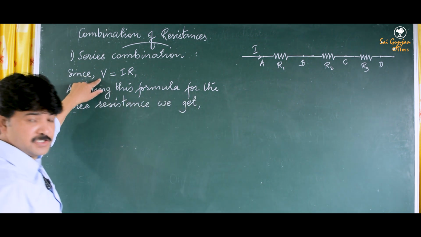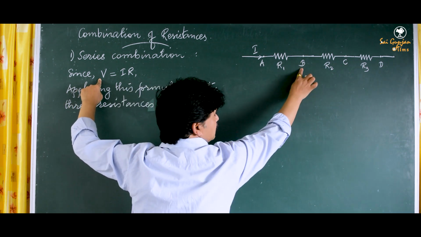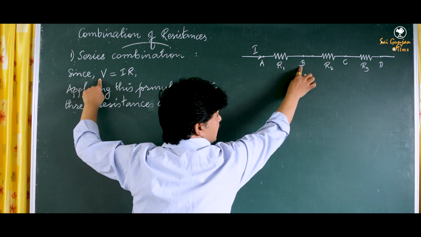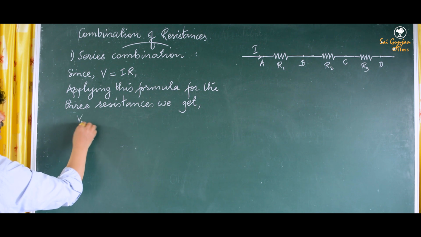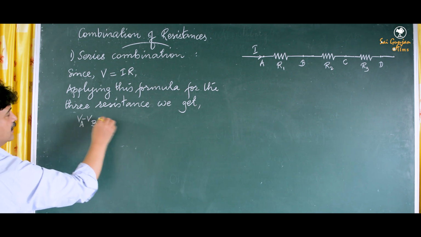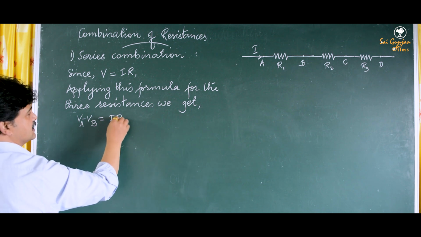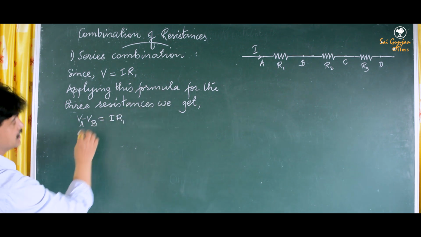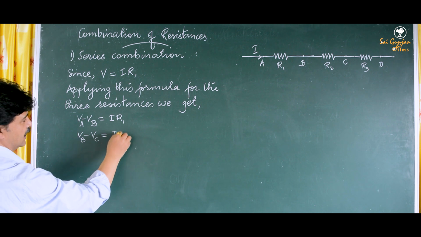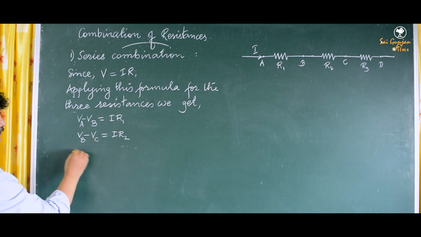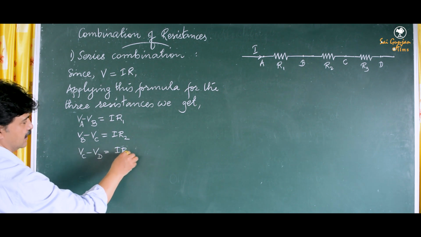Now V is the potential difference. For this, what is the potential difference? It is VA minus VB, no? Potential at A minus potential at B. So this formula for the first one becomes VA minus VB equals I R1, the current through R1 being I and the resistance R1. For the second one, the potential difference is VB minus VC, which is equal to I R2, and for the third one it is VC minus VD equals I R3.